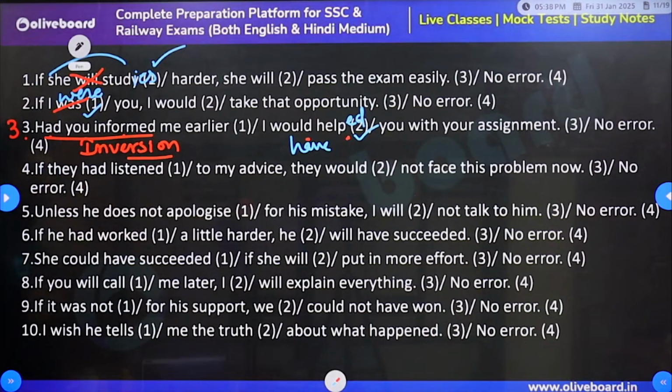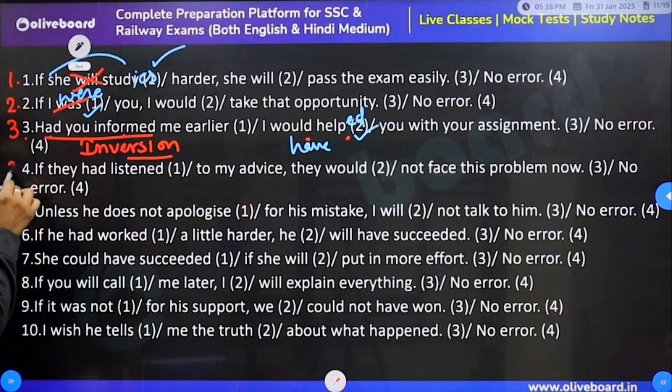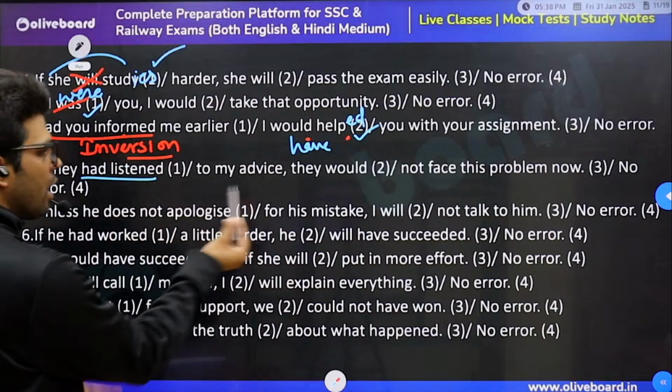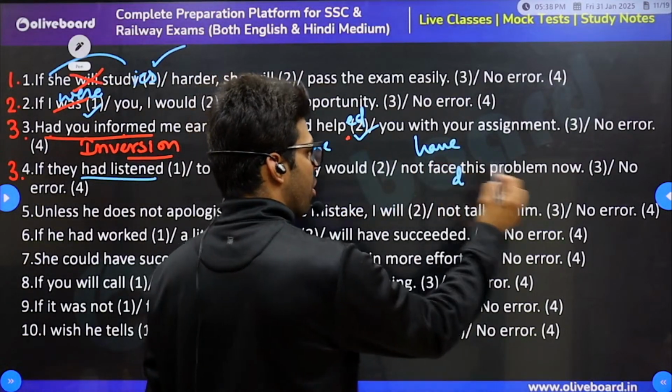If they had listened, that was the first one, that was the second one, that's the third one again, the third conditional. If they had listened to my advice, they would not face this problem now. Thank you. So if they had listened, third conditional, V3, they would not have faced this problem now.